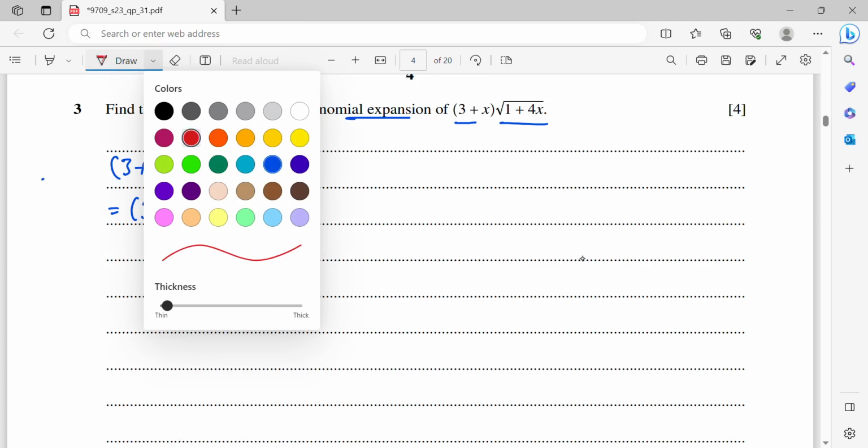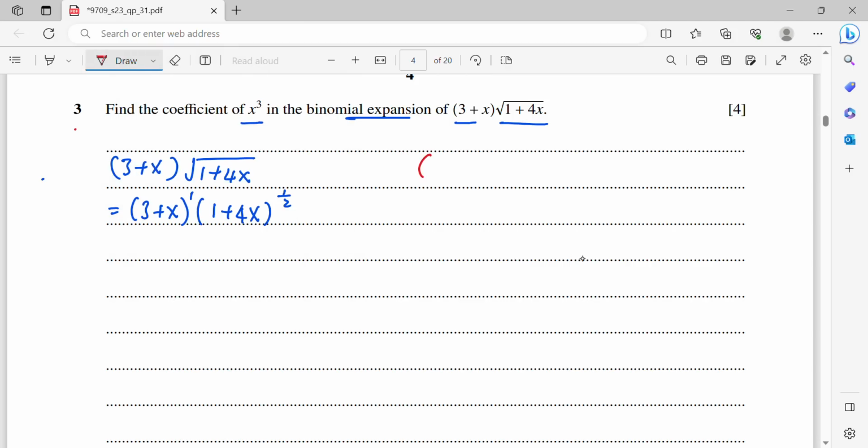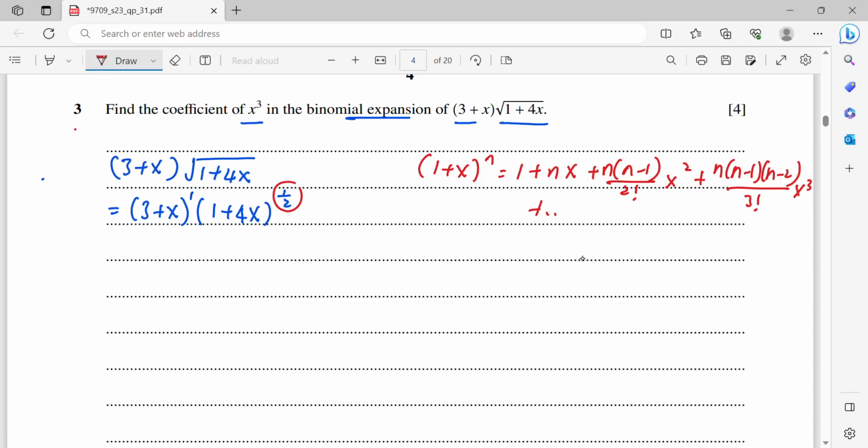Alright, and now I'm going to use the binomial expansion formula, which is 1 plus x to the power of n, because the degree is not a positive integer. So you have to use this formula. It will be 1 plus nx plus n(n minus 1) over 2 factorial x squared plus n(n minus 1)(n minus 2) over 3 factorial times x cubed, and so on. I show you up to x cubed because you need to find the coefficient of x cubed.